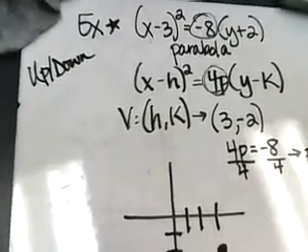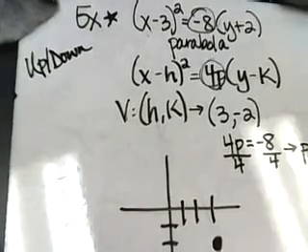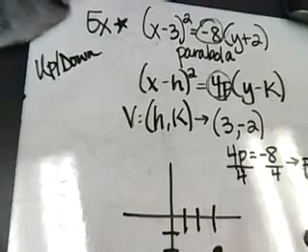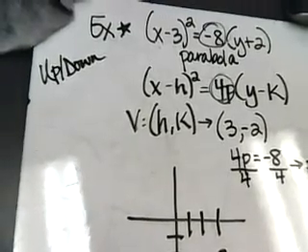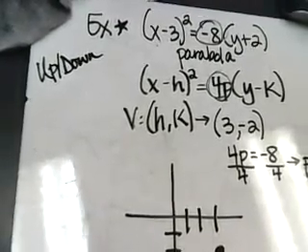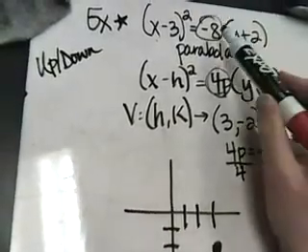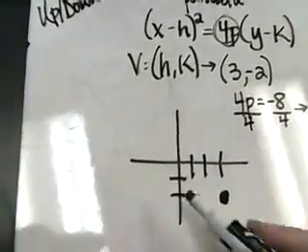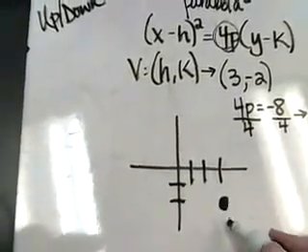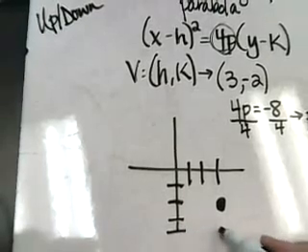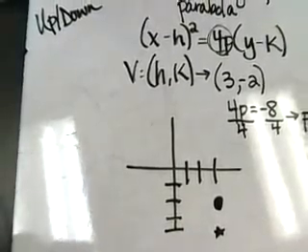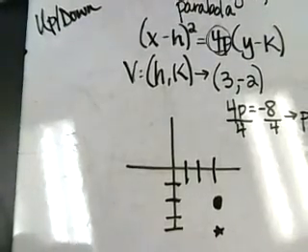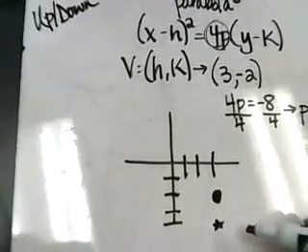So it says we're supposed to find P and plot the focus. Now remember, this opened either up or down. How would we know if it opened up or down? This P is negative. That tells me it should open down. So from this, I'm going to go down 2 spots. Checking my work here to make sure. Yep. Okay. And then I can sketch my parabola.